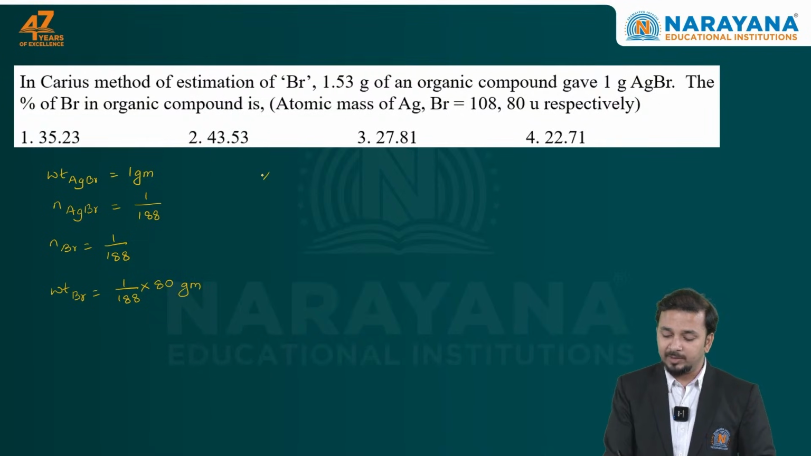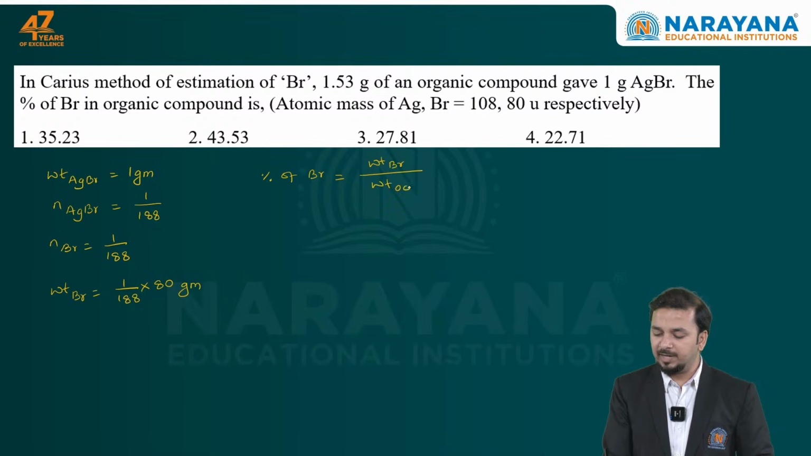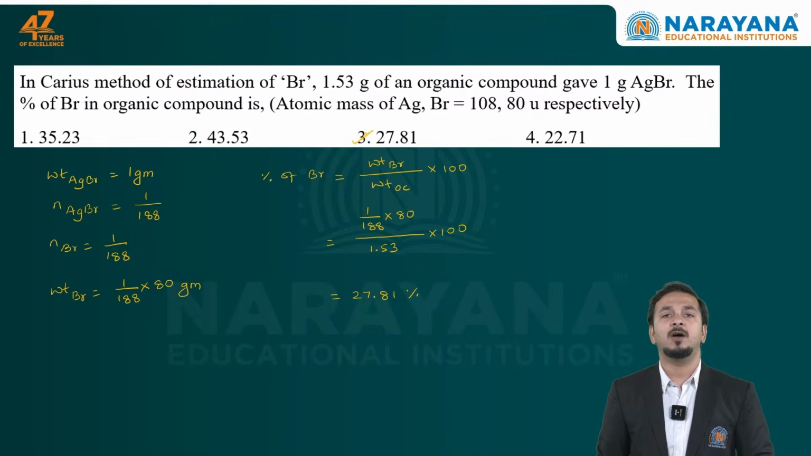Now they are asking percentage of bromine. So percentage of bromine will be equal to weight of bromine upon weight of organic compound into 100. We have calculated weight of bromine is 1 by 188 into 80, divided by the weight of organic compound given in the question, that is 1.53, multiplied by 100. If you simplify this, we'll get 27.81%. So the correct answer for this question is option 3.